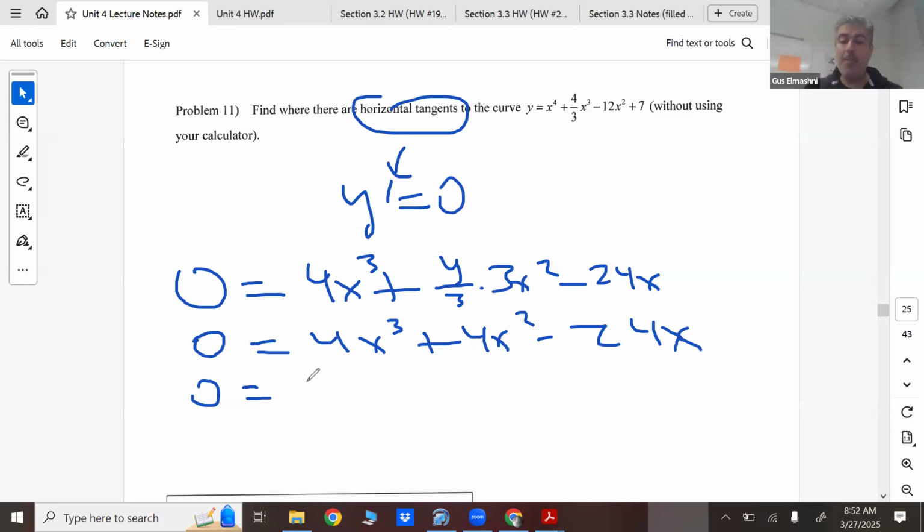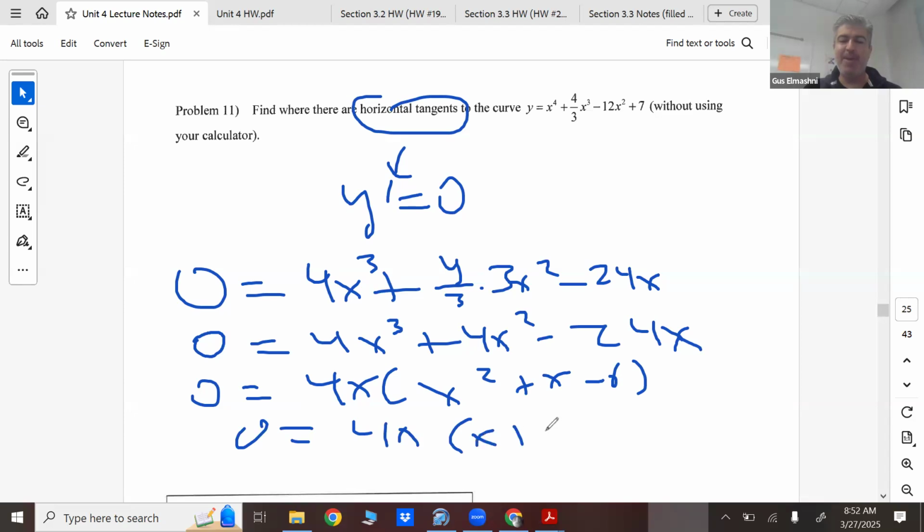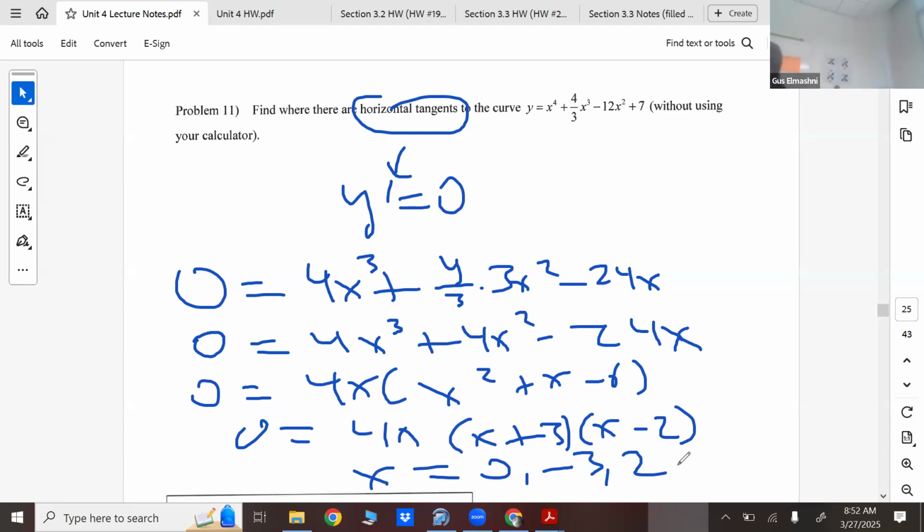What do I factor out, guys? You should be able to do this in your sleep. Actually, with my eyes closed. I'm just kidding. x plus 3, x minus 2. Right? What does x equal? So what does that tell me about the graph? At these 3 points, what's happening on this curve here? At 0, -3 and 2.